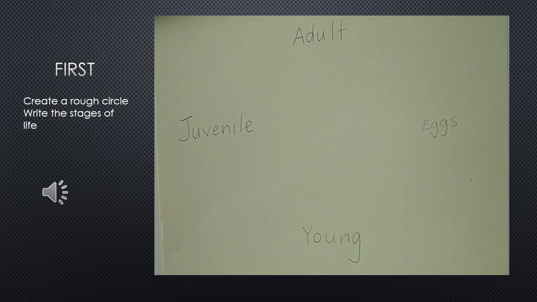First step, we're going to create a bit of a rough circle with the stages of life in it. So at the top, you're going to want your adult because that's where our cycle starts and ends. We're going to write eggs as our next one because that's the one before it's ready to be in the world. We're going to have young at the bottom and then we're going to have juvenile to the side.